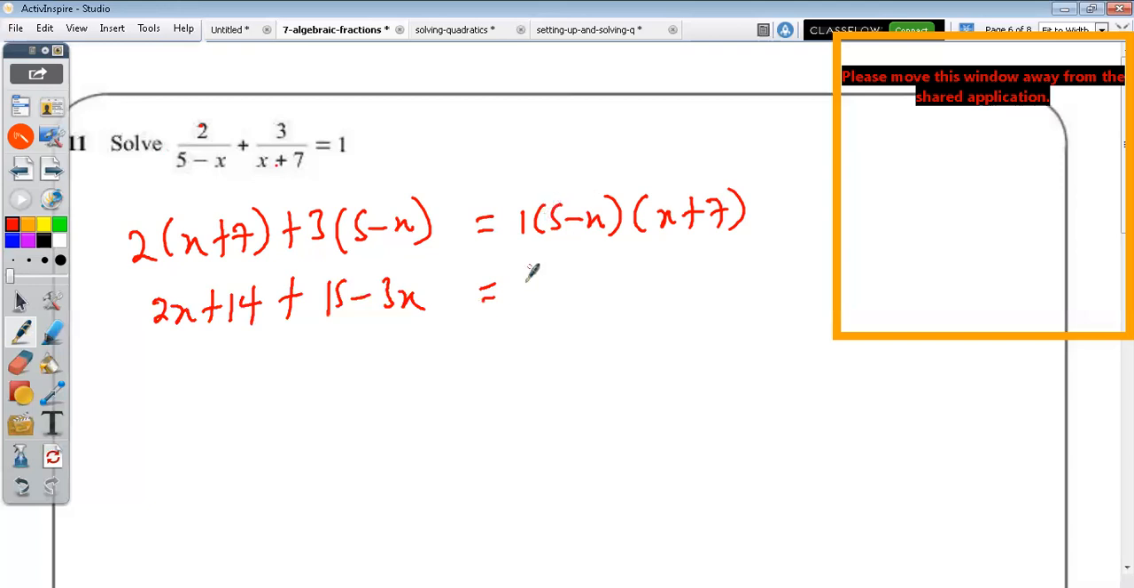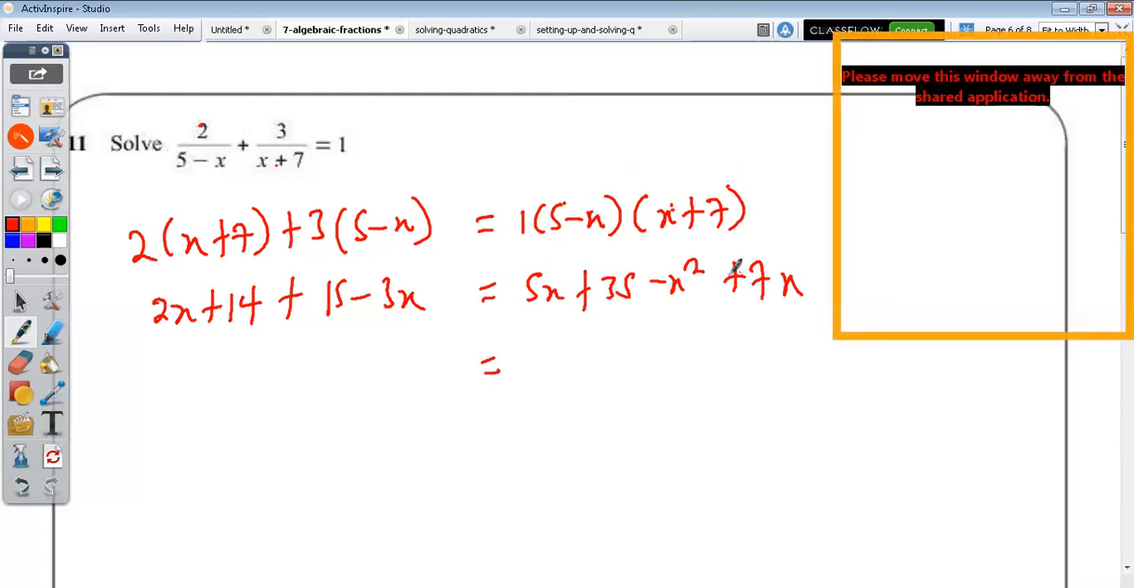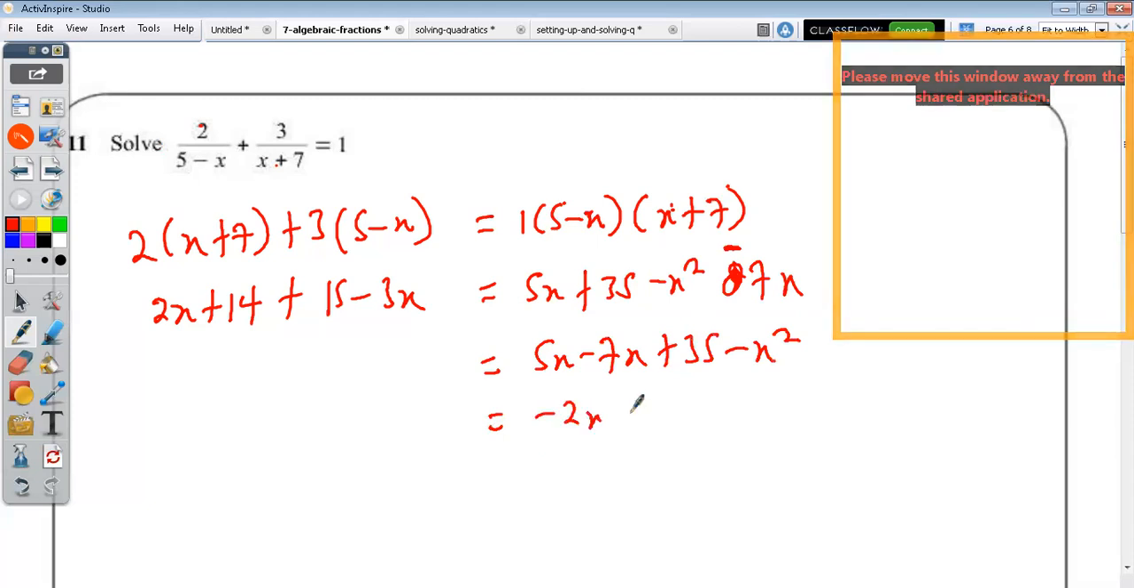If you multiply by 5 there, that's 5x plus 35, 5 multiplies that. Negative x multiplies that as a minus x squared, multiplies that as a plus 7x. Oh, sorry, minus x times that, say minus. This is minus x times 7, minus 7x. So 5x minus 7x plus 35 minus x squared. This gives you minus 2x, as we said, plus 35 minus x squared.